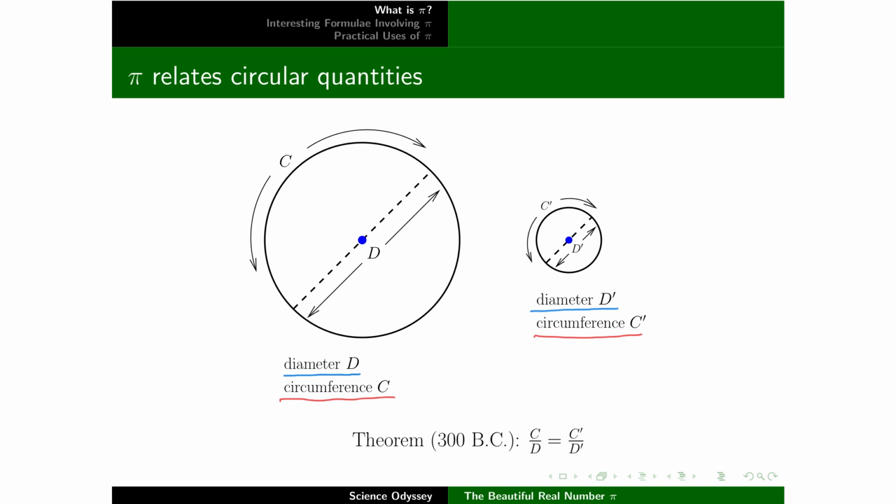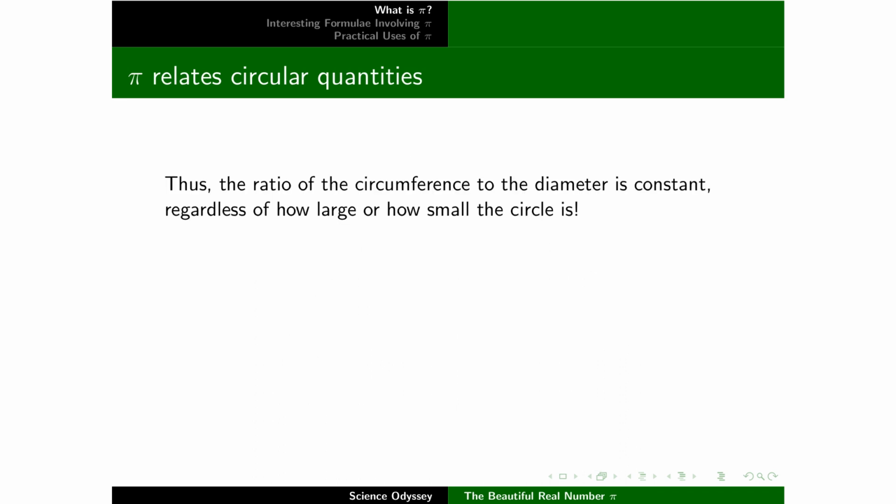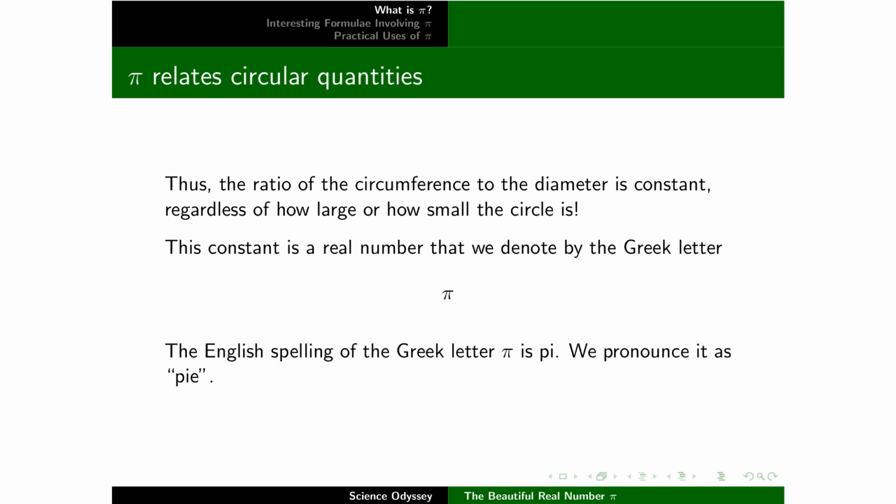And what the classical Greeks noticed in 300 BC is that the ratio of the circumference to the diameter of the big circle is exactly the same as the ratio of the circumference to the diameter of the little circle. In other words, the ratio of the circumference to the diameter is constant, regardless of how large or how small that circle is. This constant is a real number that we denote by the Greek letter pi. The way we spell pi in English is pi, but we pronounce it as pie, just as in apple pie, which we can't help but note is also a circular entity.